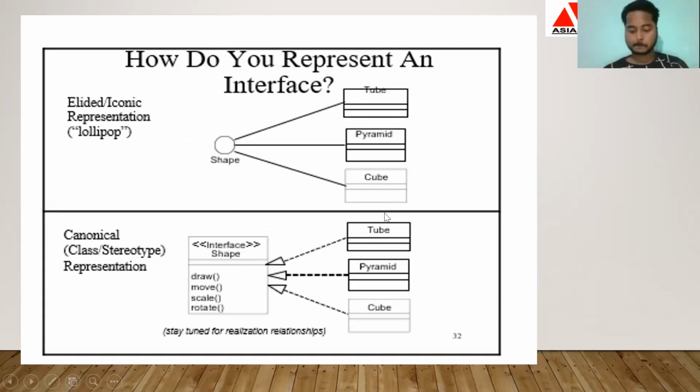This is the method, because interfaces are also a kind of classes. We can create their object and so on. So this is our interface.